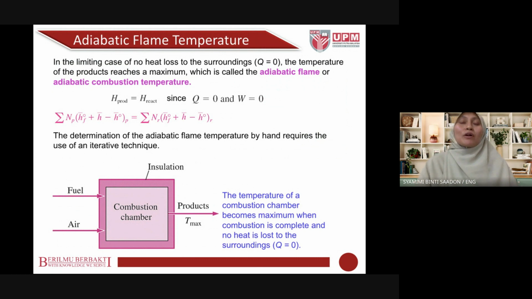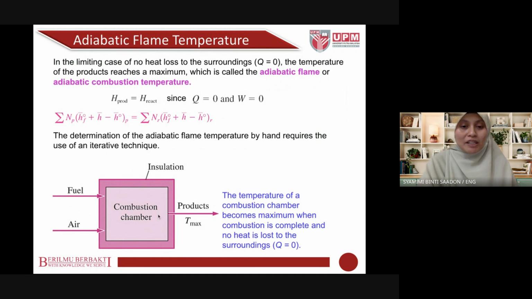Adiabatic is like, for example, if you have a thermos flask with hot water in it. The wall of the thermos is like insulated, right? So it is assumed adiabatic, meaning no heat exchange with the surroundings of the thermos. So it's something like that: adiabatic means no heat exchange between the system and its surroundings. Okay.